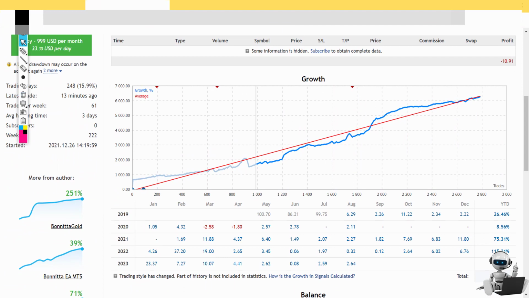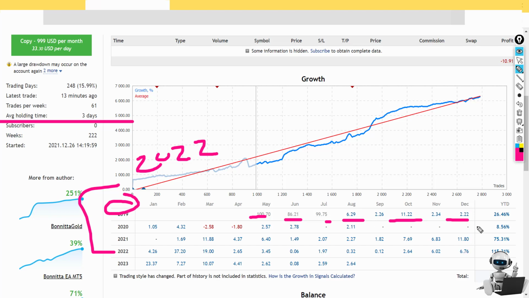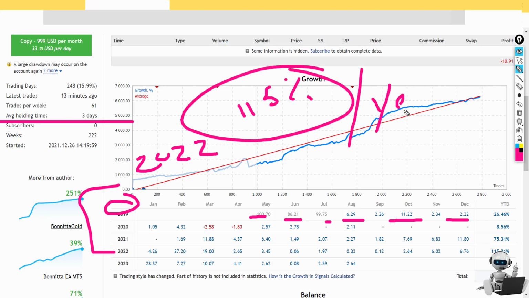The average holding time is kind of too much, it's 3 days. Now he has been running this EA since 2019, and yes, this month he made some quite good money, but the algorithm changed. That's why we have a lower profit range. So he has been using it for almost 5 years. The best year for this EA was 2022, where he made almost 150% gain in 1 year, which is quite impressive. And until now he's making good profit.